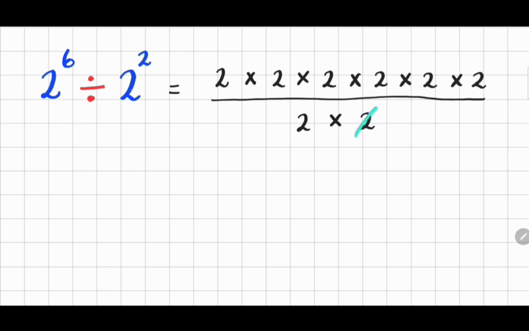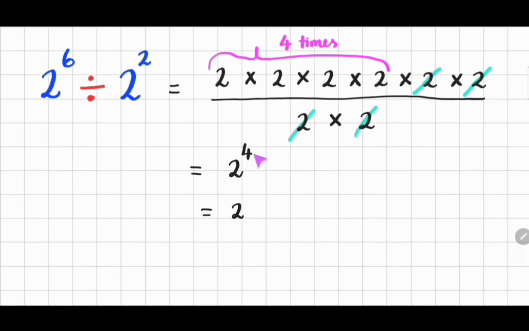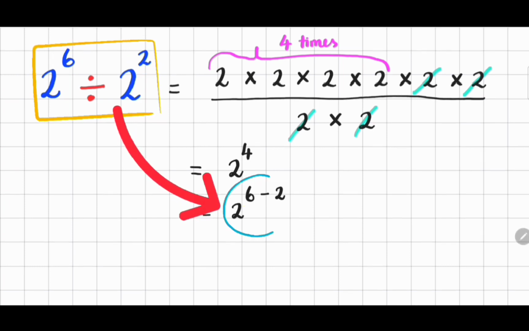We can strike out 2 2's in the denominator and 2 2's in the numerator. Left over is 4 2's. We can write this in exponential form as 2 power 4. We write 4 as 6 minus 2. We observe that the base of 2 power 6 and 2 power 2 is the same, that is 2, and the difference of powers is 4. So we can write this as this.